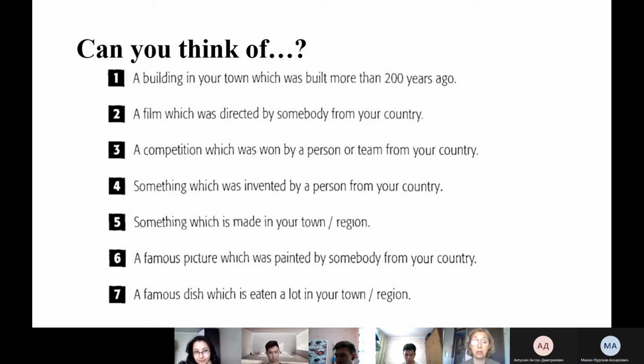Okay, and if we have a look at the second sentence, Medina, read it, please. A film which was directed by somebody from your country. Yes. Can you think of any films?